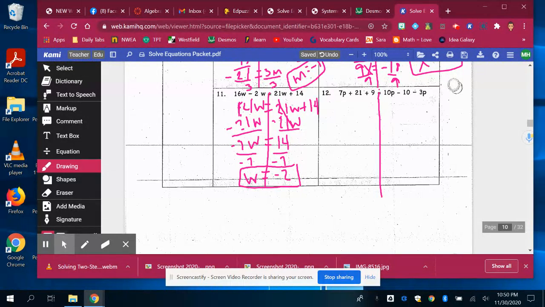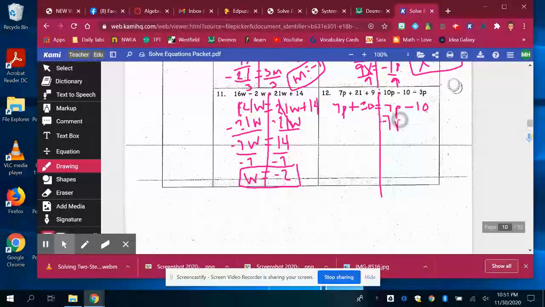We have some like terms that we need to put together. So 21 and 9 are like terms because they don't have variables. They are constant terms. On the right side, I have 10p minus 3p. That gives me 7p. Notice I did not write that down. I did not show that work. I did that work in my head, and I wrote down the answer. All right, next, I'm going to move my variable terms because both sides are simplified.